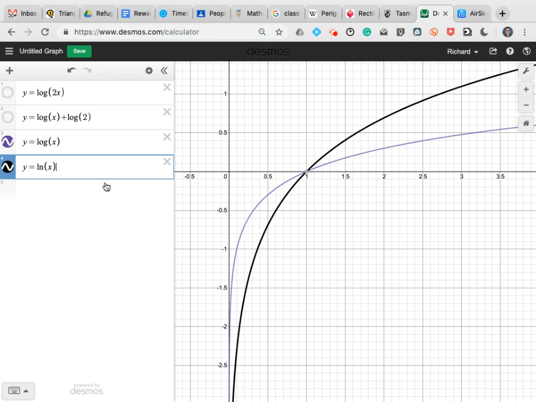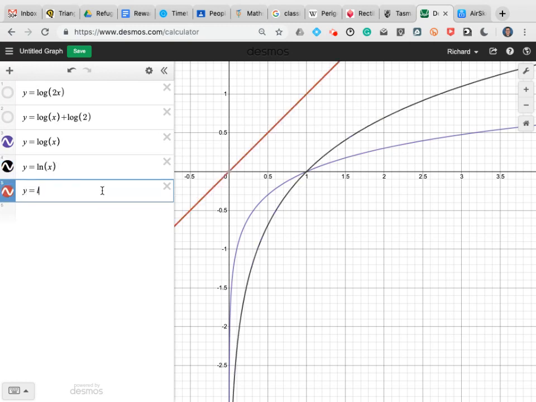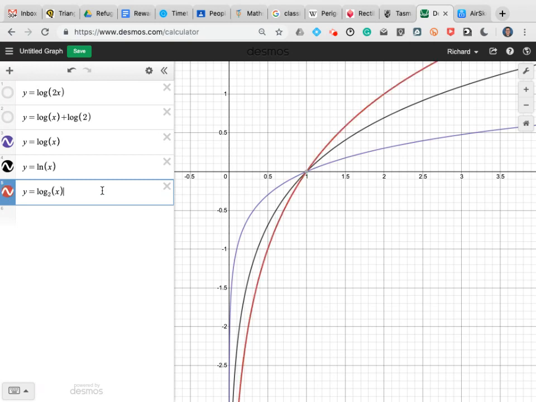I can do another one, which is log base 2 of x, like so. That's the parent function for the log base 2. So our parent function is always log base something of x. And our transformations, therefore, are a result of applying our usual set of transformations to a parent function.